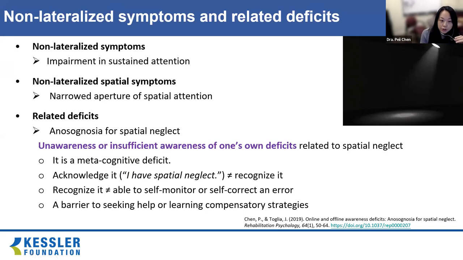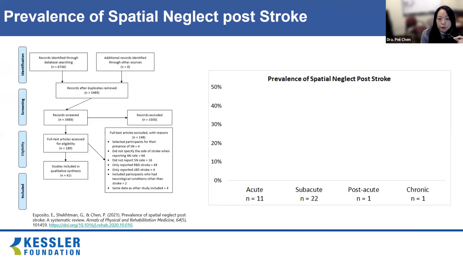All right, so we touched on a lot of symptom presentation. Now I'm going to move on to clinical impact. How many patients who have spatial neglect are out there? We don't know, actually, but we can study it and have some projection.